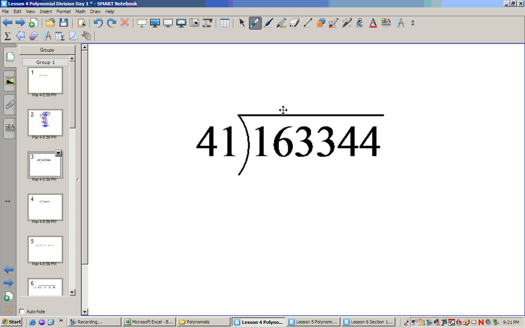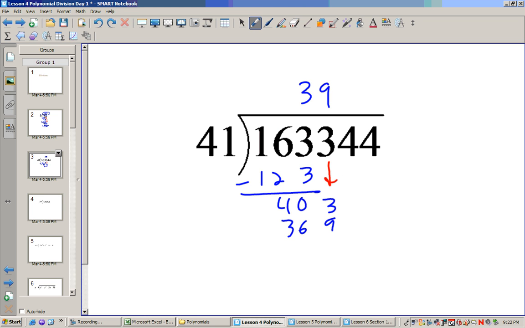41 goes into 163 3 times. When you subtract them out, you'll get 40. I'll bring down the next 3. So 41 goes into 403. I'm guessing 9 times. That'll be 9. This will be 36. When I subtract them, this will move down to 39, and this would be 4, so that would be 34. Bring down the next 4.